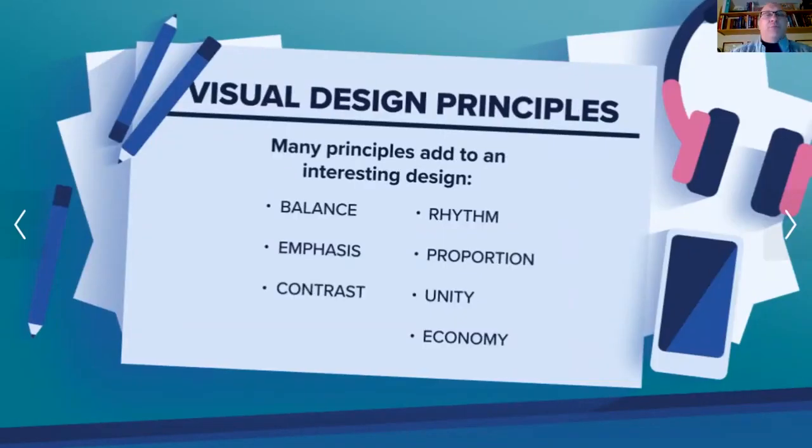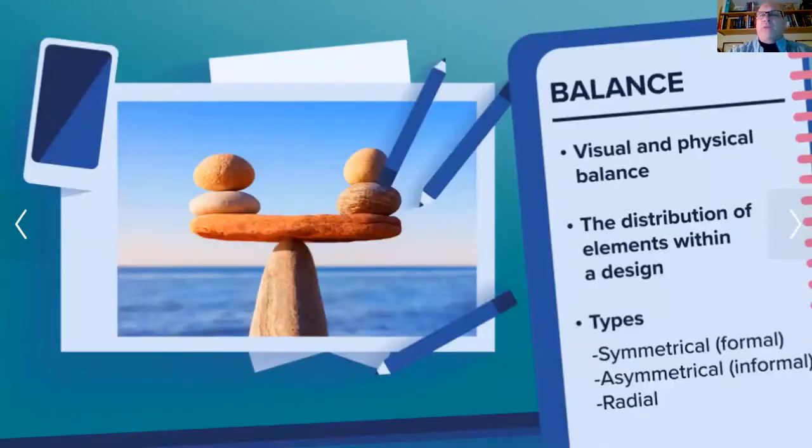Now we have our design principles. We have balance, emphasis, contrast, rhythm, proportion, unity, and economy. Each one of these will have subcategories, as you'll see when we go through these. So let's start off with balance. Balance, we have 3 different types. We have symmetrical or formal balance, asymmetrical, which is informal, and then we have radial. Radial is the easiest one I think that you'll see, and same thing with symmetrical.